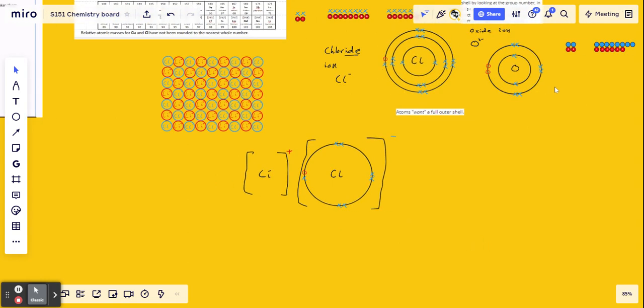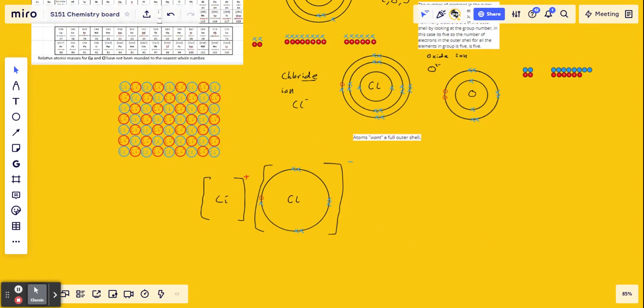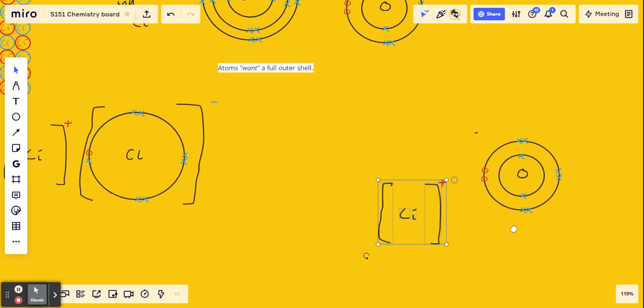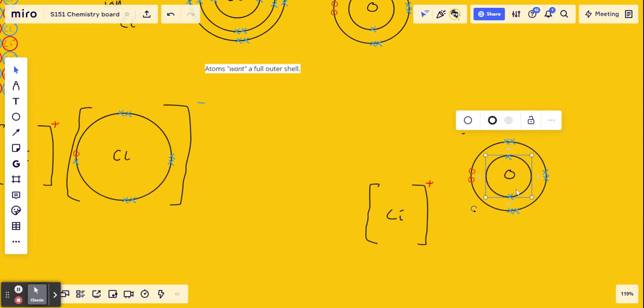What about this oxygen here then? Let's imagine I was making lithium oxide. Well, that's my oxide ion. This is my lithium ion. Remember, actually, I don't need to draw this middle shell here, this first shell here.